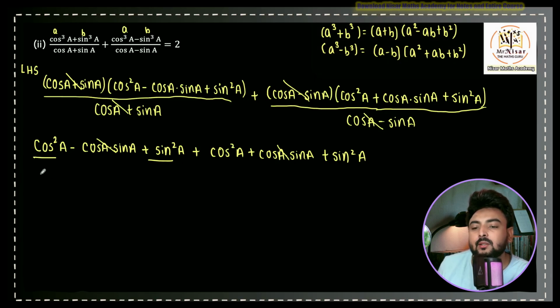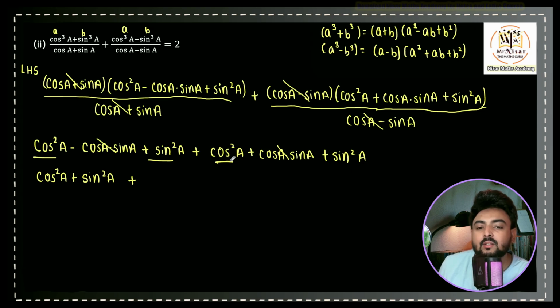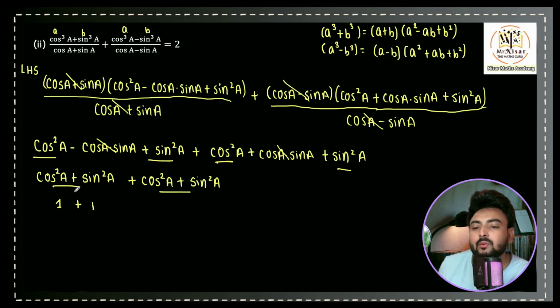So I'll write first cos square A plus sin square A. Now this type of question may come for 4 marks. And what is remaining in the second part? Again here, cos square A plus sin square A. So can I say that cos square A plus sin square A is 1? And here also cos square A plus sin square A is what? 1. And 1 plus 1 we have 2, which is equal to RHS. I hope it is quite clear to you. Let's go ahead for the next question.